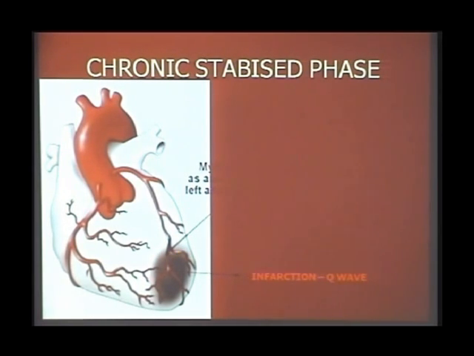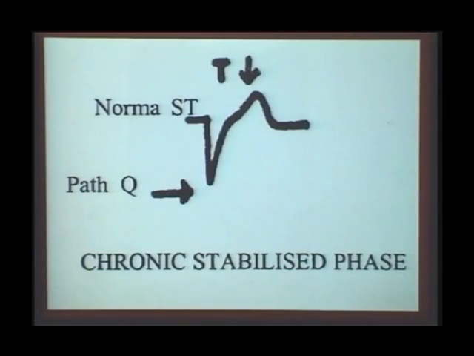So there is no surrounding area of ischemia. There is no surrounding area of injury. The patient is left with only the central area of necrosis, the Q wave, and the treatment of choice is going to be secondary prevention. So the Q wave, normal ST, and normal T wave is the chronic stabilized phase.